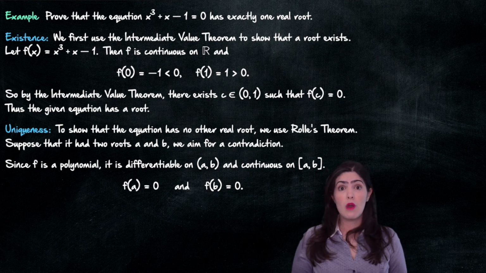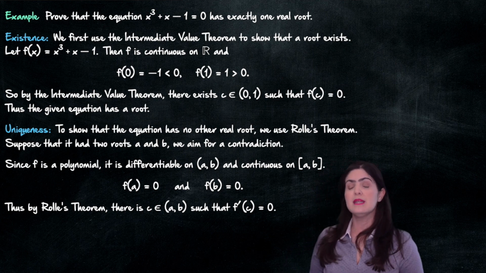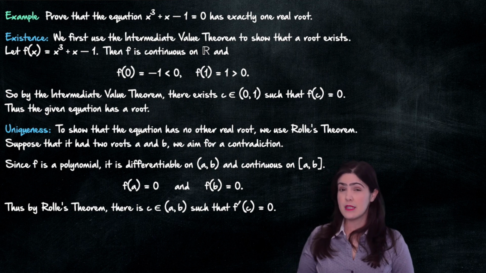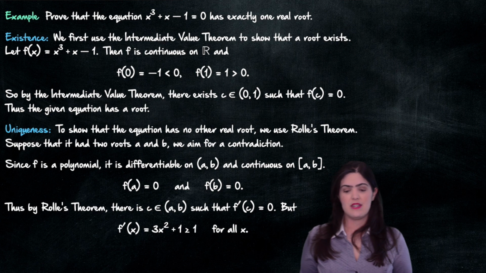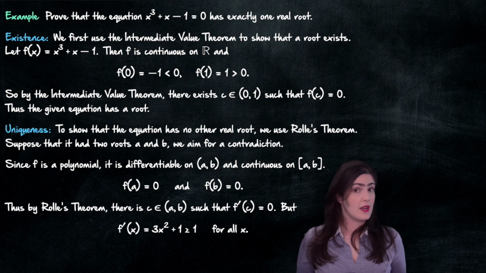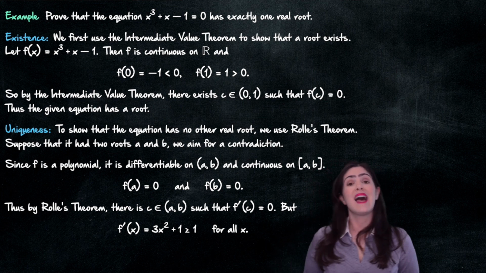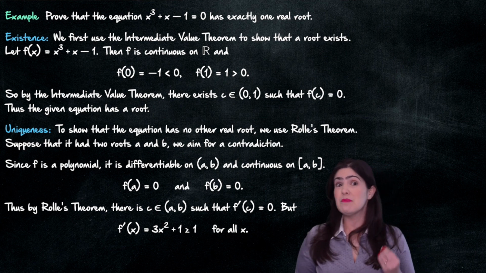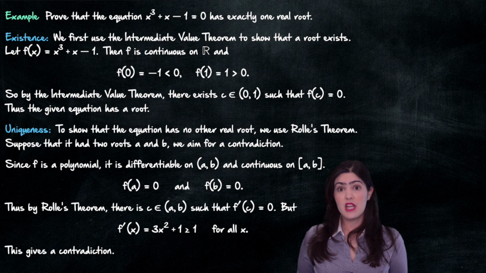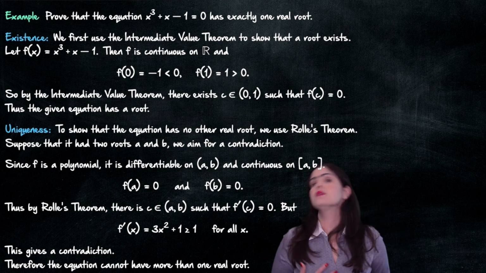So Rolle's theorem tells me that there exists a point c between a and b such that f prime of c is equal to 0. But now let's take a look at the derivative of my function f. The derivative is 3x squared plus 1. x squared is always greater than or equal to 0, so 3x squared plus 1 is greater than or equal to 1 for all x. So in particular, it is impossible that this derivative is ever going to be 0. This is a contradiction, and that allows us to conclude that the equation cannot have more than one real root.